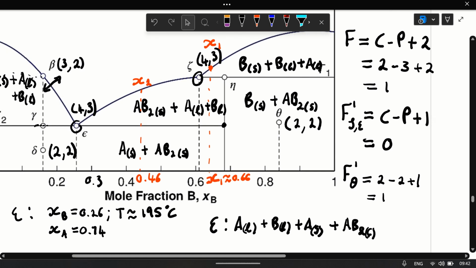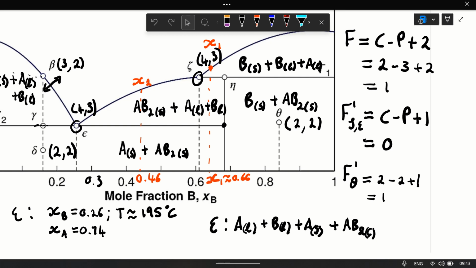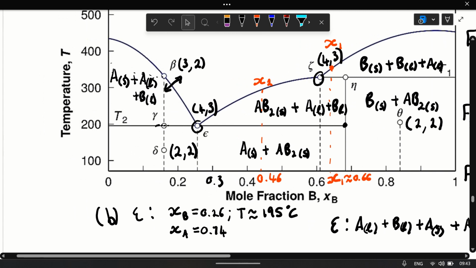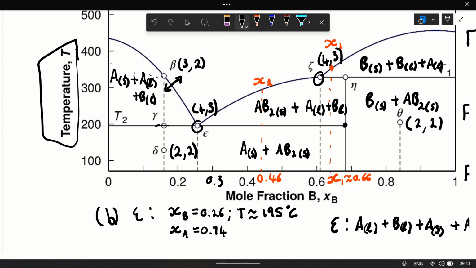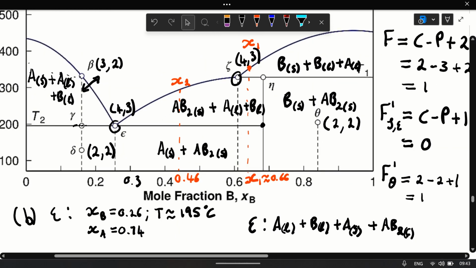So you just need to make the distinction whether or not you're calculating F or F prime. That's the important point. And if you're calculating F, then you just need to check what you're plotting. The degree of freedom is actually the variable that's not plotted. So if you're plotting T versus mole fraction, then the other variable is the pressure. If you're plotting pressure versus mole fraction, then the other variable is, of course, the temperature.